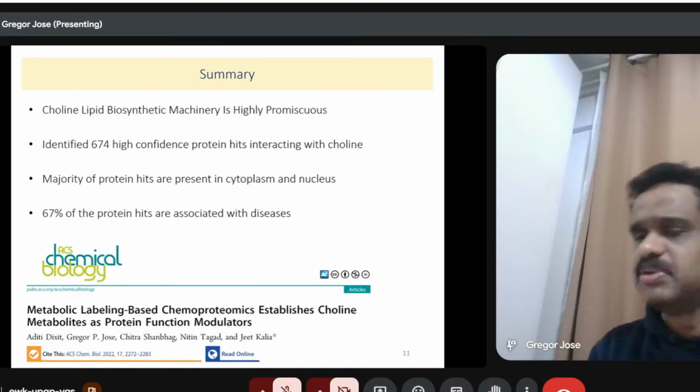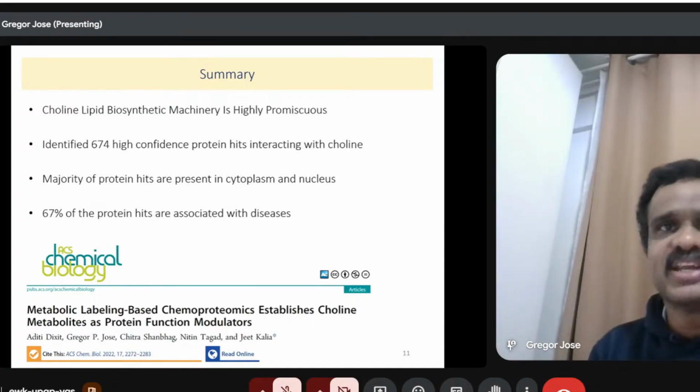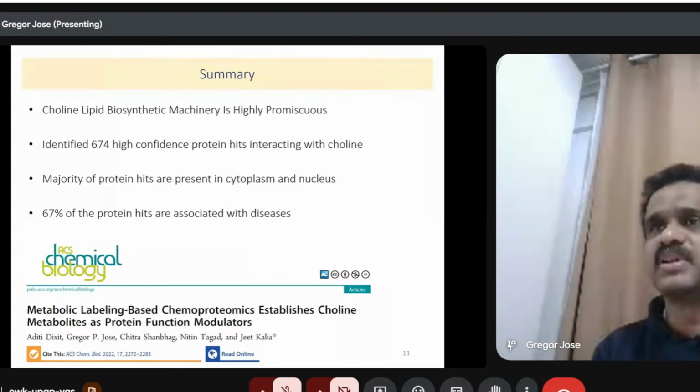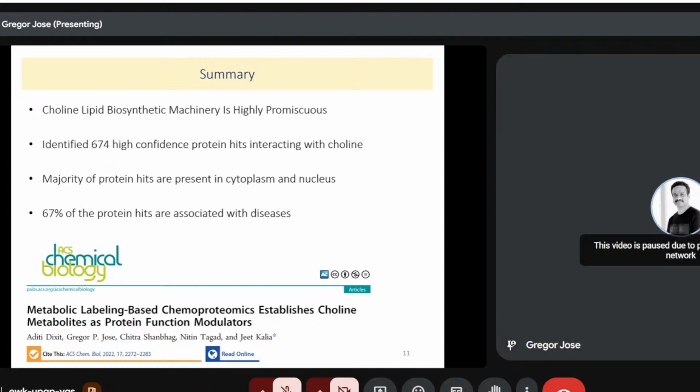So the idea is that people initially thought PCs are just standalone lipids on the membrane. They don't do much function. They are everywhere, and they're part of many proteins, interacting with many proteins. So after our paper, people are interested. They show this many proteins interacting with the choline lipids, so there can be many biological functions of choline lipids other than just being structural. There are many researchers working on this, and our paper is getting cited well, and we are happy for that. So this is a work I did in IISER Pune with Dr. Jeet Kalia. If you have any doubts, please ask.